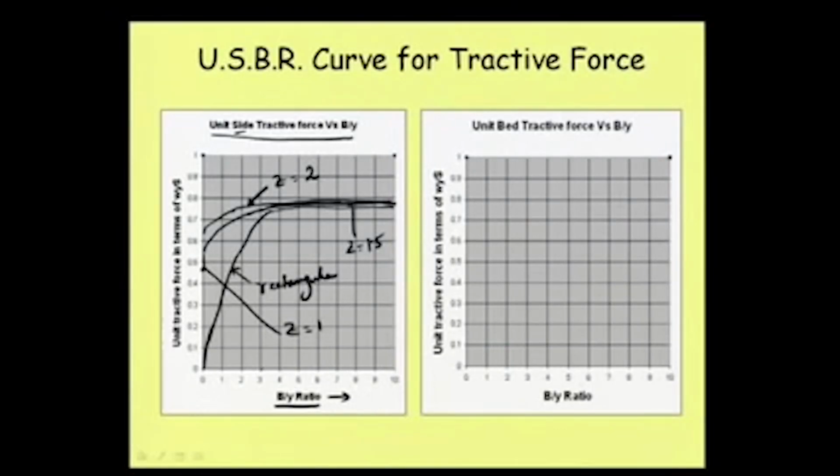Say initially, if we take that our b by y ratio is 3, and if we consider that it will be a rectangular channel, then we can see what the side tractive stress is. Of course, after that we will need to check whether that channel will be sufficient for carrying the required discharge. Okay, that will be coming later.